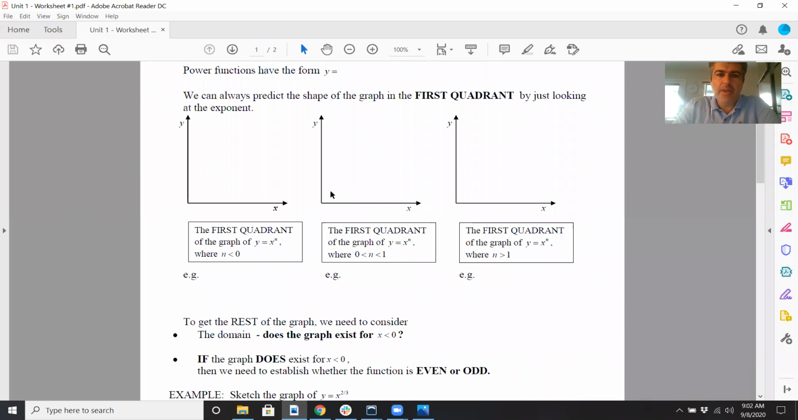Now remember, if your n value is less than 0, so for example, n could be -1, generally the graph's going to look like this in the first quadrant. If your n is between 0 and 1, say n is 1/2, like a square root function, it's going to start at the origin and rise, but rise kind of slowly. And if n is greater than 1, like say n equals 2, it's going to start at the origin again, but it's going to increase more quickly.